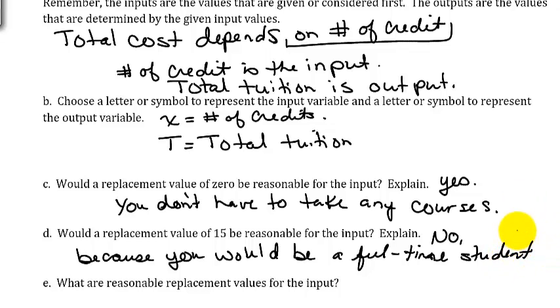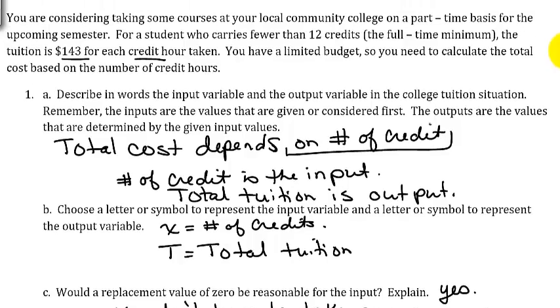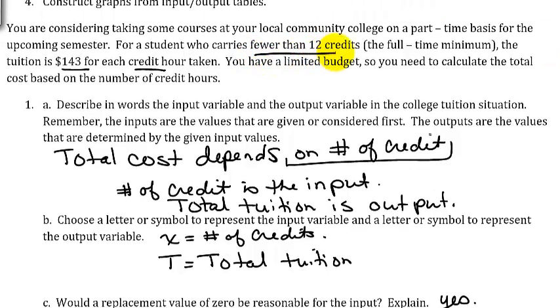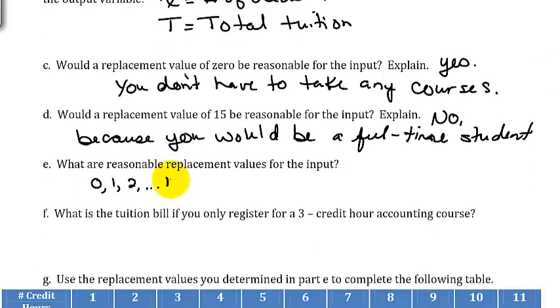Okay, what are reasonable replacement values for the input? Input are your number of credits, and so 0, 1, 2, and all the way up to, let's read that again, it has to be fewer than 12 credits. So once you get to 12 credits, then you would be full-time. So 0 through 11 and only integers, the counting numbers.